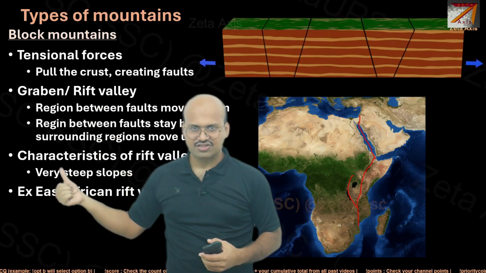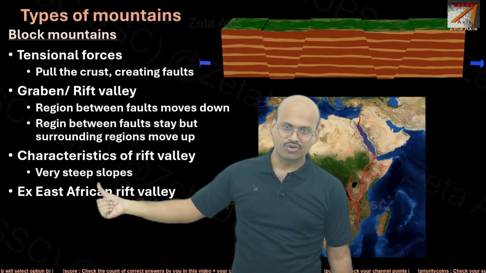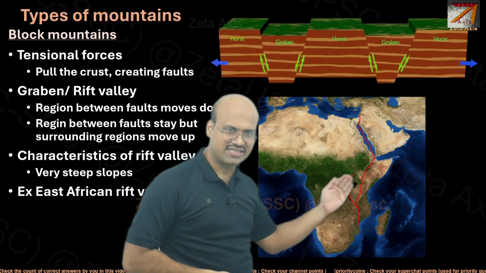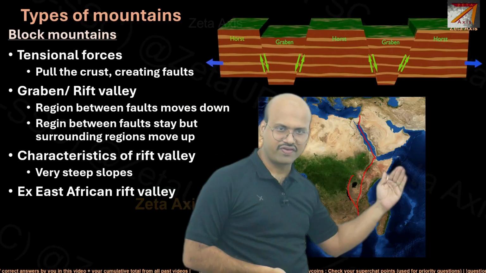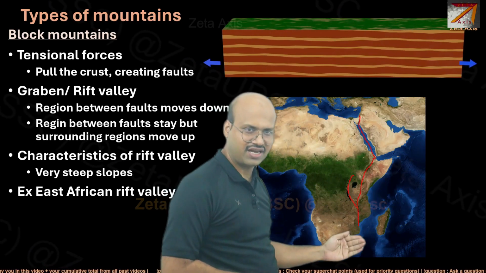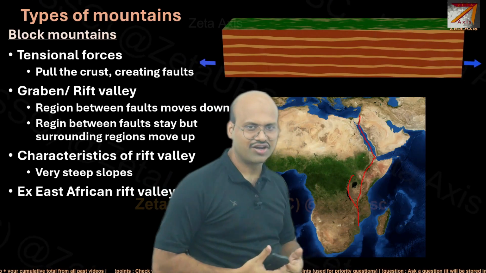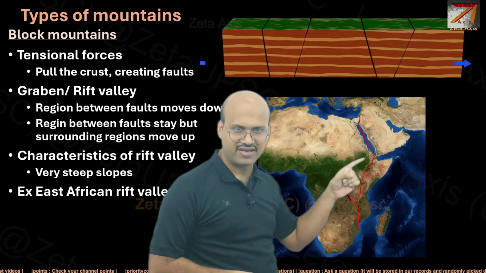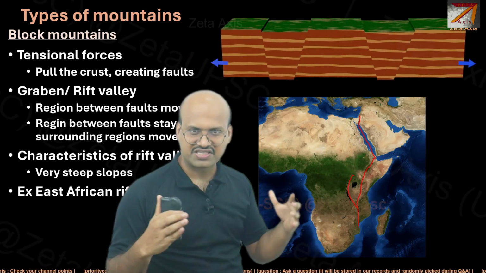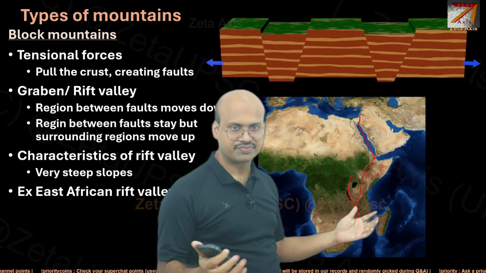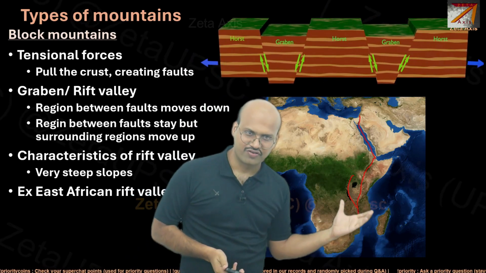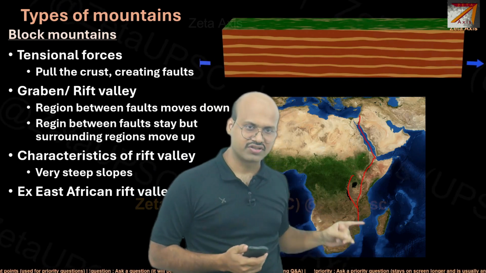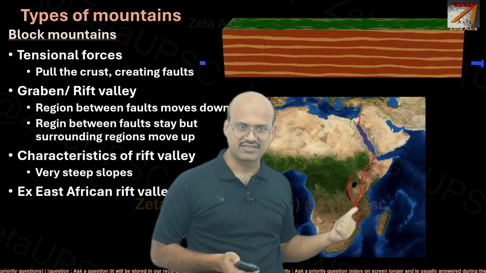And what are the characteristics of a rift valley? Again, it has very steep slopes. Example, the East African Rift Valley. Here we know that this side of the African plate is moving away from this side. It is creating a rift within the continental landmass, and because of this rift there is a rift valley, and the slopes are very steep on either side. If you see actual photos of this region, you will find there are regions with very steep slope along this margin, and there are a large number of lakes in this region.